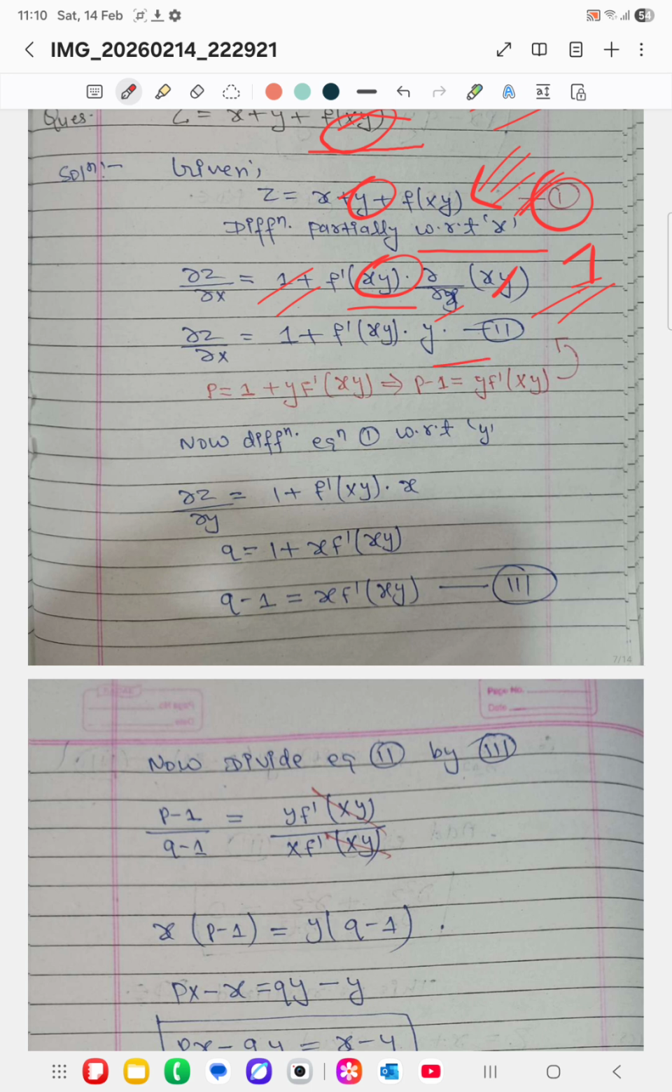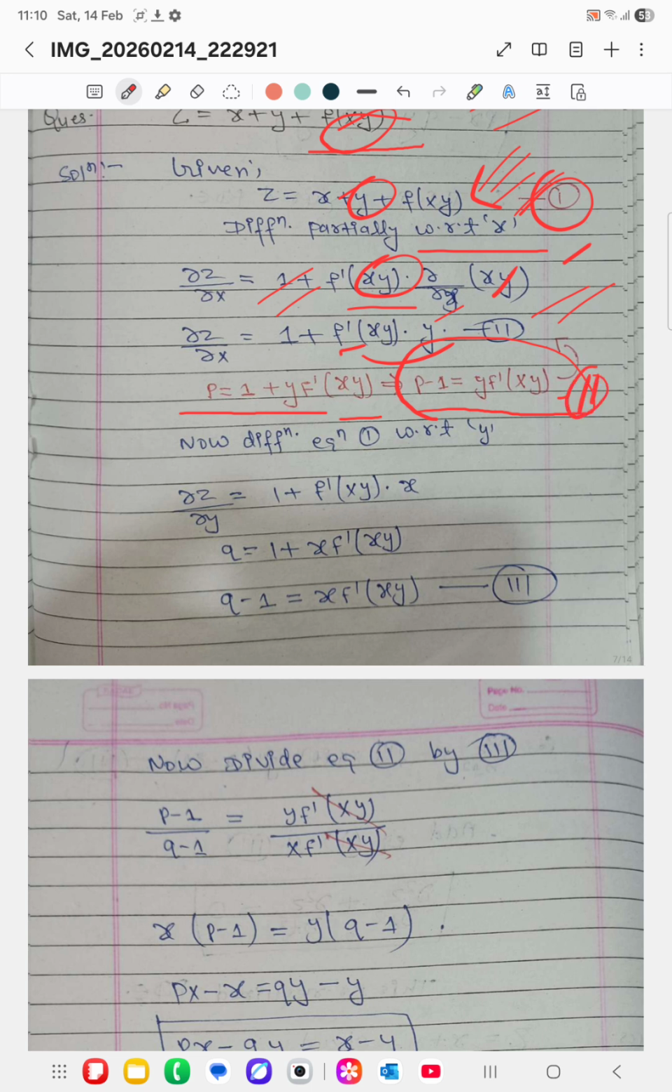So let us simplify this equation second. We know that del z upon del x is equal to p, so p is equal to 1 plus y times f dash of xy. Finally it becomes p minus 1 equals y times f dash of xy, and consider this as equation second.